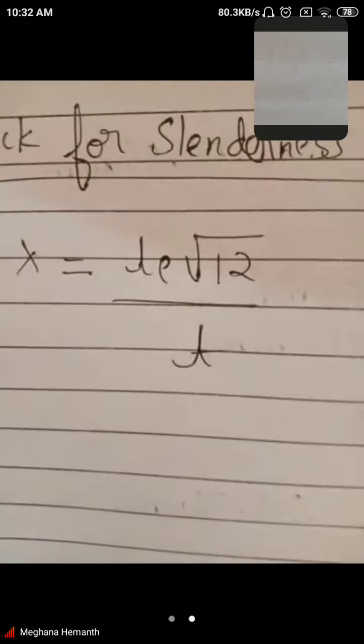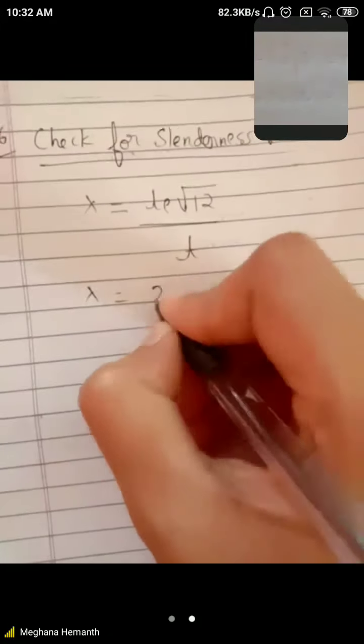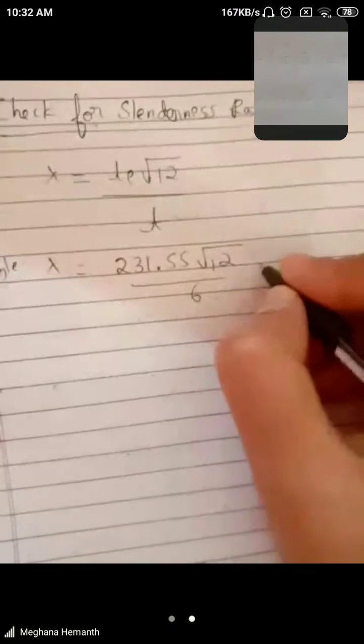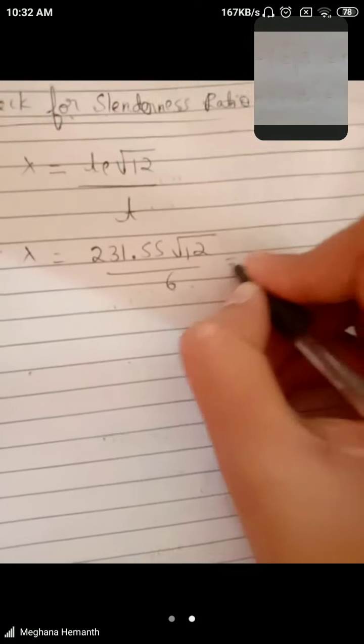Now for effective length, you have to be very careful. You have to see in the question whether it is a single lacing system or a double lacing system, and accordingly you have to take it. Don't mismatch them. So lambda will be equal to effective length. Suppose I consider it to be a single lacing system, which is what they've asked in the question. So 231.55 into root of 12 divided by the thickness value, which is 6 mm.